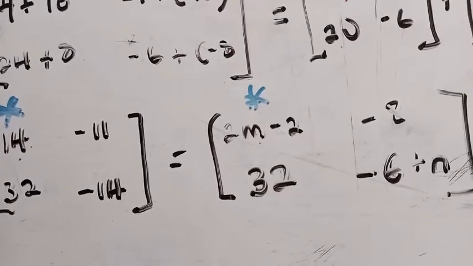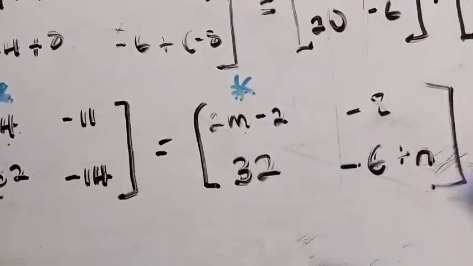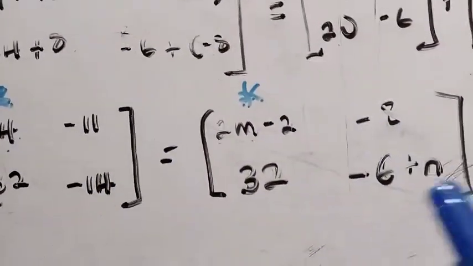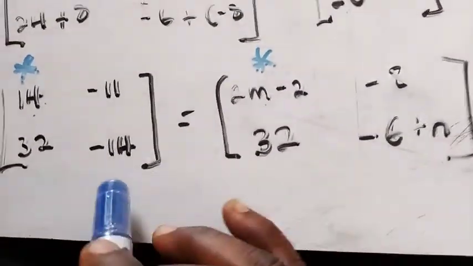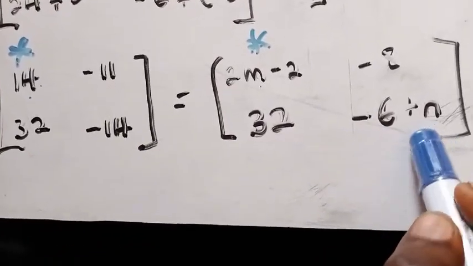The question says that we should find the value of m and n, right? So we don't need to equate this one to this side. The only portion is that we are going to equate negative 14 to negative 6 plus n, because this is what we are looking for.